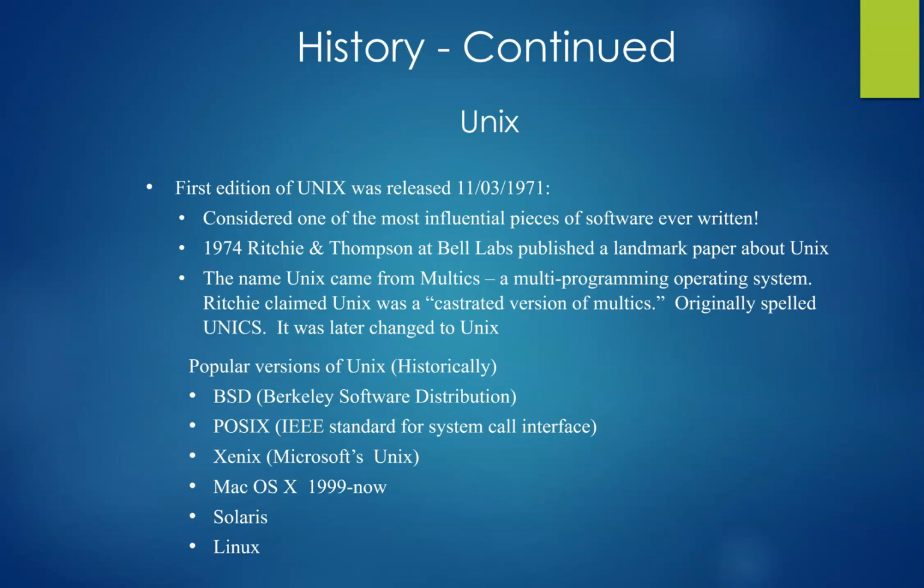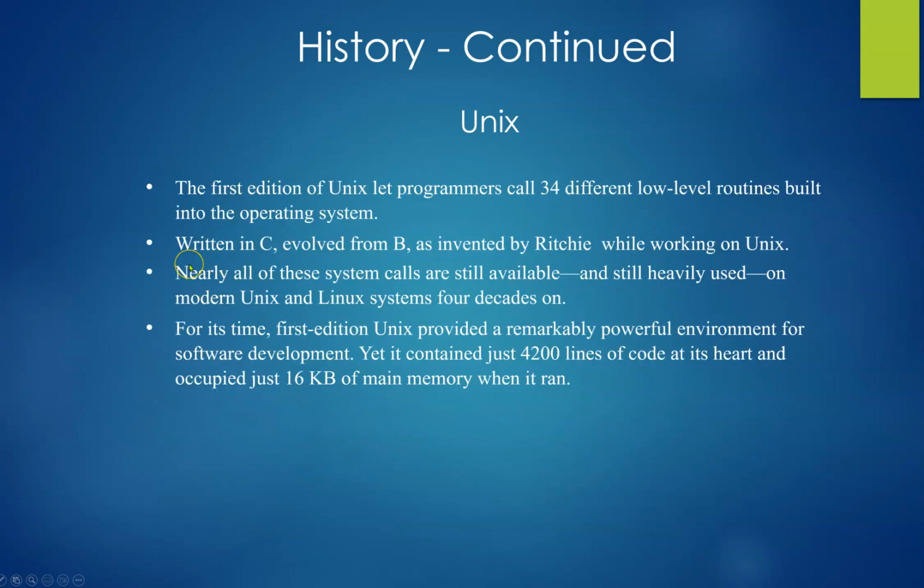Many popular versions of Unix were BSD, POSIX, Xenix, Mac OS, Solaris, and then came Linux, and almost everything except Mac is now Linux-based, not Unix-based anymore. Linux started out as a free system to be used by universities and such. Unix started out that way. When AT&T commercialized it and stopped making it free, Linus Torvalds came up with Linux.